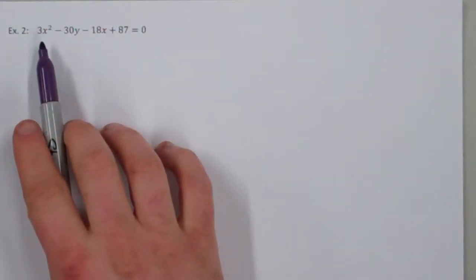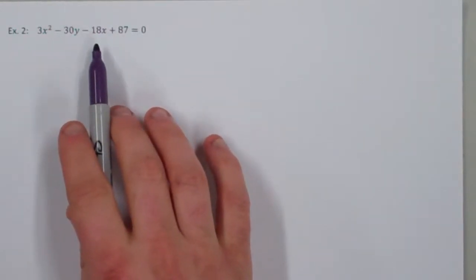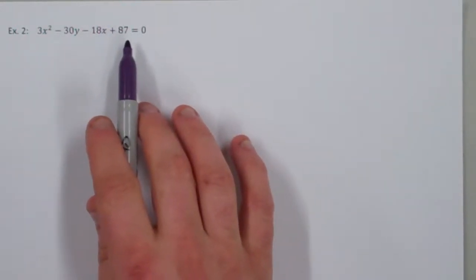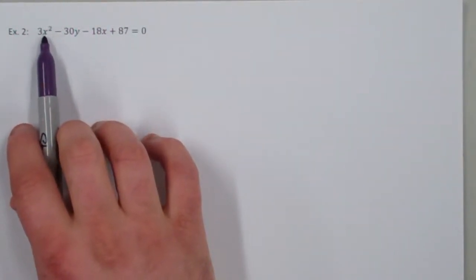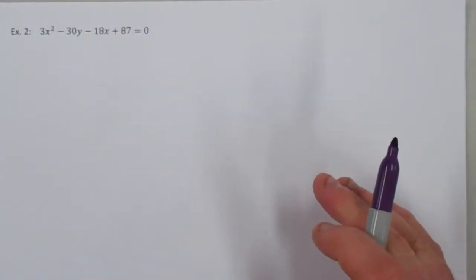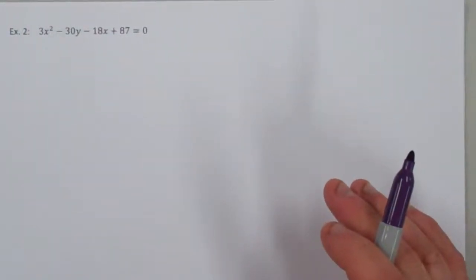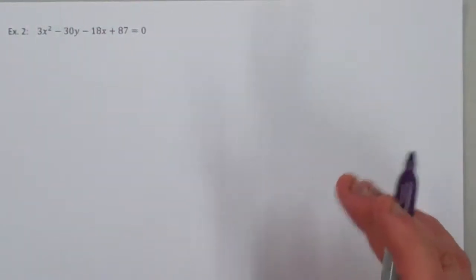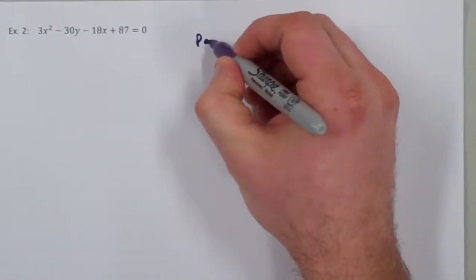So let's take a look at what we have. We've got a 3x squared, a negative 30y, a negative 18x, a positive 87, and that's all equal to 0. One thing I'm noticing right away is that only one variable is being squared. It's definitely a parabola. To be a hyperbola, an ellipse, or a circle, each one of the variables needs to be squared. So we can even write that up here.